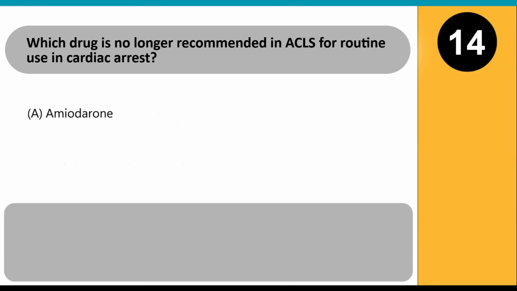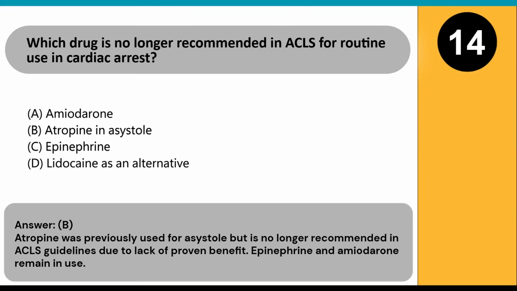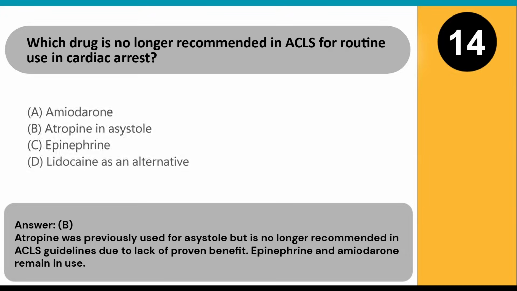Which drug is no longer recommended in ACLS for routine use in cardiac arrest? A. Amiodarone. B. Atropine in asystole. C. Epinephrine. D. Lidocaine as an alternative. Answer B. Atropine was previously used for asystole but is no longer recommended in ACLS guidelines due to lack of proven benefit. Epinephrine and amiodarone remain in use.